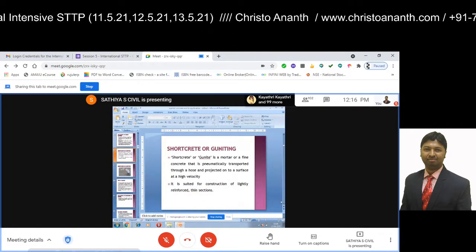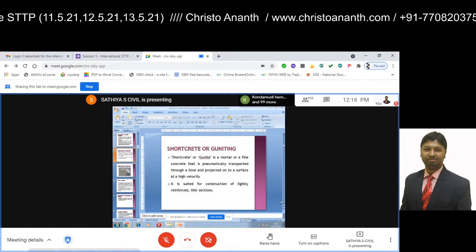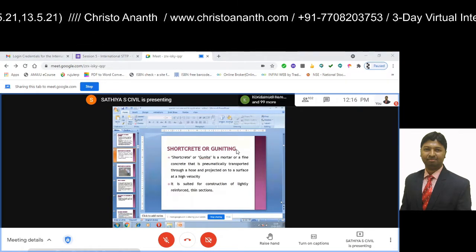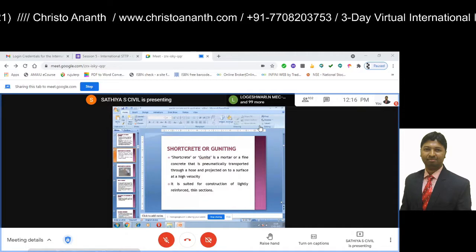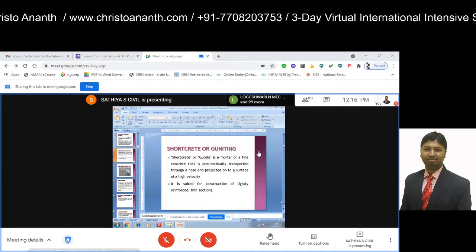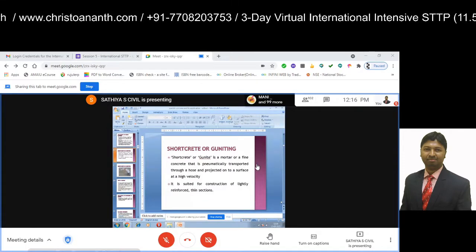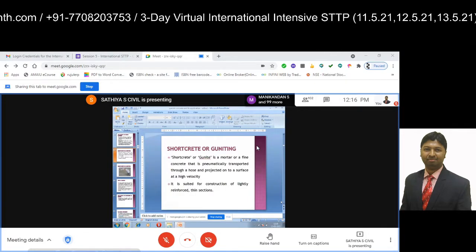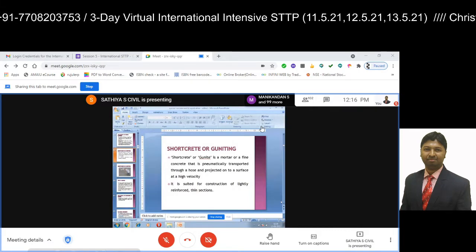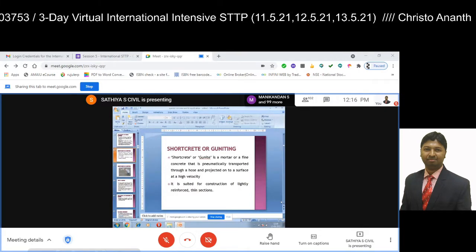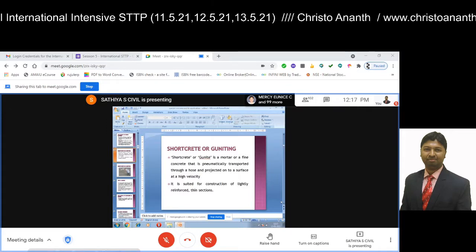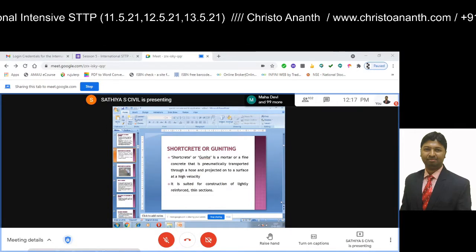The next technique is shotcrete or gunite. What is meant by shotcrete? Shotcrete or gunite is a mortar or fine concrete that is pneumatically transported through a hose and projected onto a surface at a high velocity. It is suited for construction of lightly reinforced thin sections. It may not be suited for thicker sections or very deep sections.